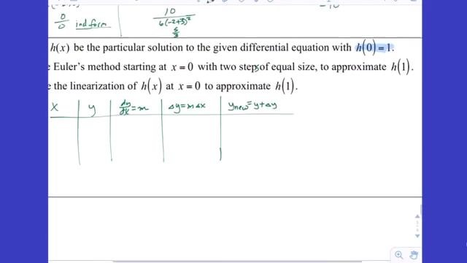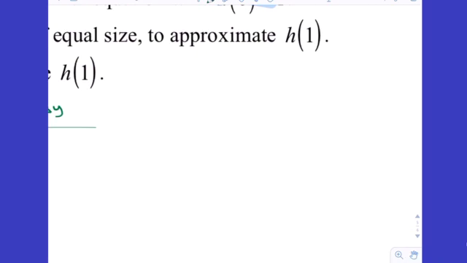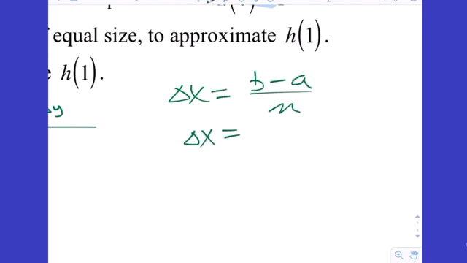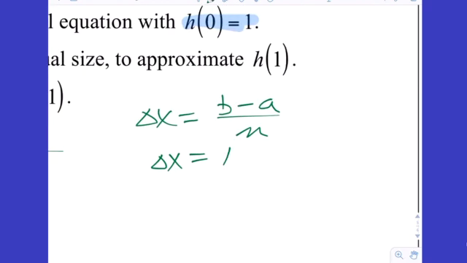All right, we're starting with the point (0, 1). We need to figure out delta x. That's important. Delta x is (b minus a) over n. So it's where you want to end up minus where you're starting, over n. We want to end up at 1. We're starting at 0, and we have 2 steps, so it's a half. Just be very careful if you're ever using Euler's method in reverse. We've done that, right? Then you're going to have a negative delta x. But in this case, delta x is positive.